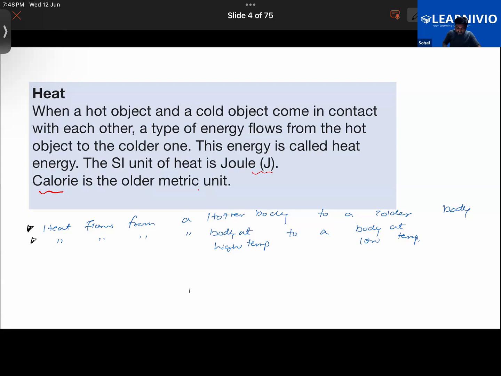Say you have two bodies, body A and body B. Both of them are in contact with each other. Body A's temperature is 45 degrees Celsius. Body B's temperature is 30 degrees Celsius. Do tell me, will the direction of heat flow be this or will it be this? A or B?